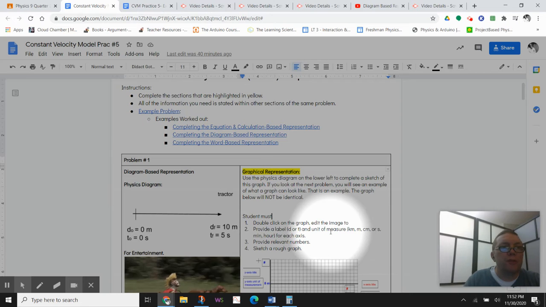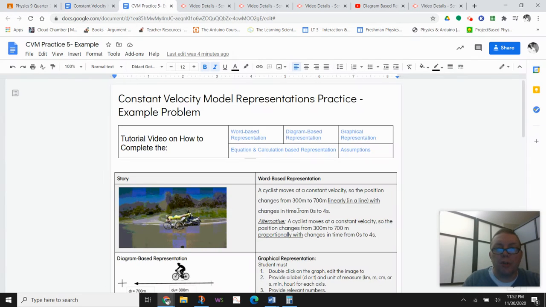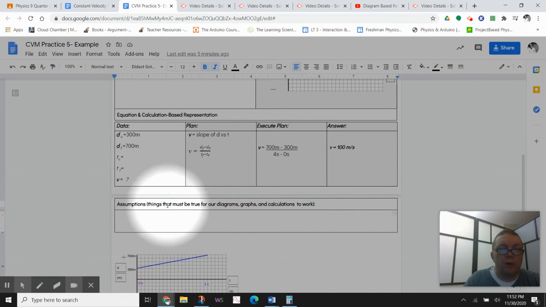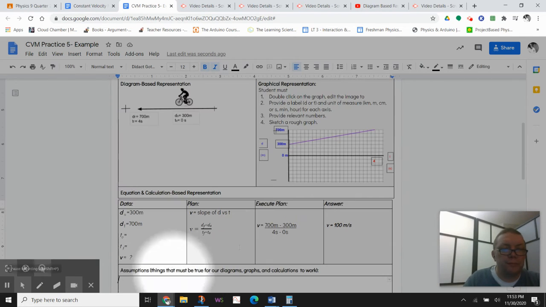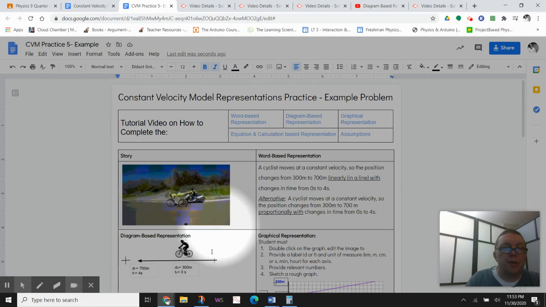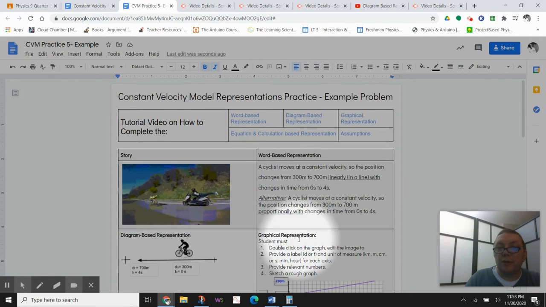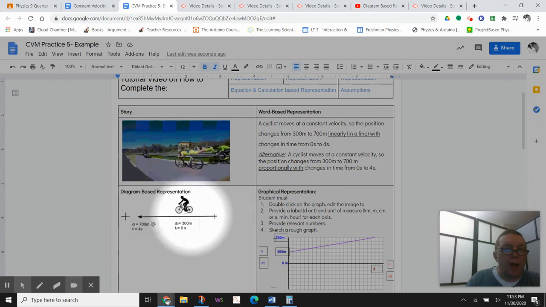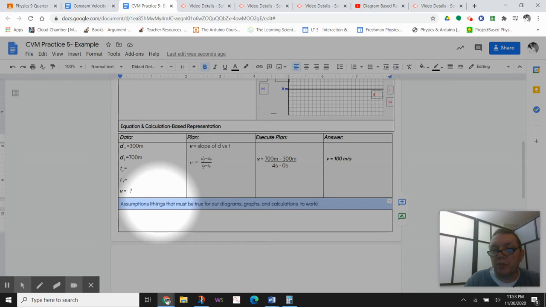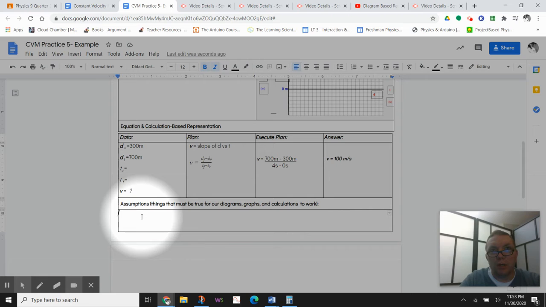So this video is going to take a look at the last section mentioned here, assumptions or things that must be true for our diagrams and calculations. As we're doing these constant velocity model representations, again, we can represent constant velocity with words, with a graph, with a diagram, with calculations and equations. But there are some things that must be true for these methods to work and be accurate.